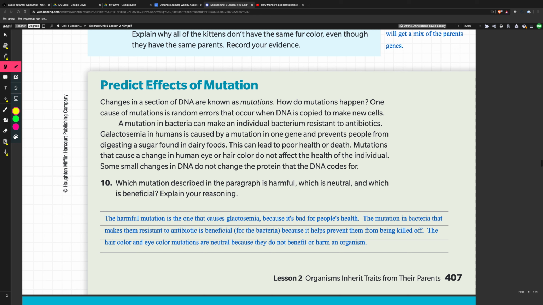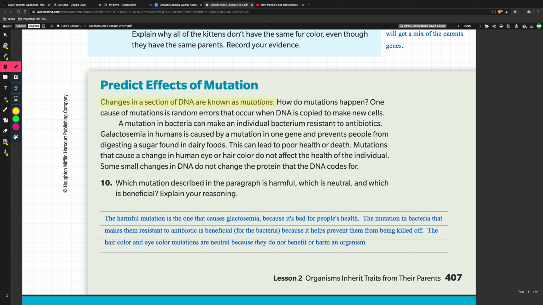Now this talks about predicting the effects of mutations. Changes in a section of DNA are known as mutations. Sometimes random mutations can happen because DNA is constantly getting copied in a cell. There are parts of cells that are constantly copying your DNA, which, in a computer, would be billions and billions of lines of information. There are genes and proteins inside your cells that are copying all of this and making a whole new separate copy before the cell splits off into two. And so it's duplicating itself.